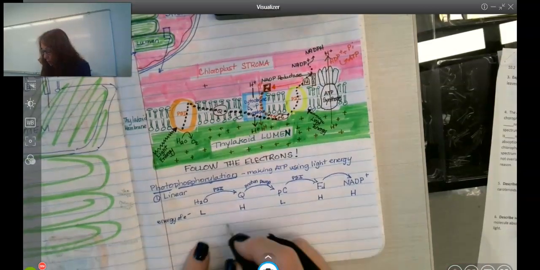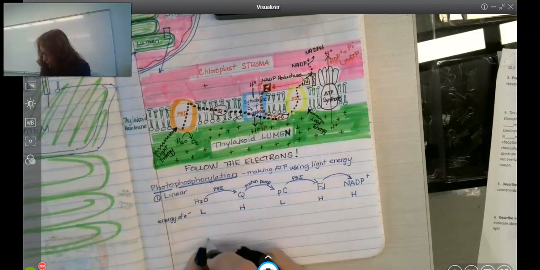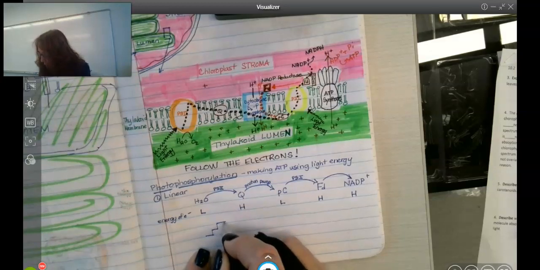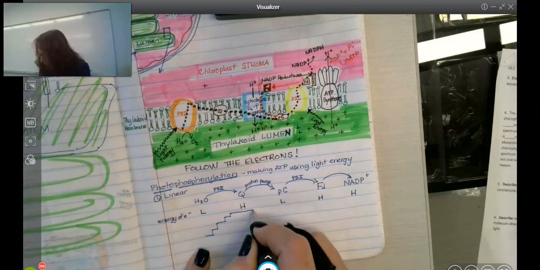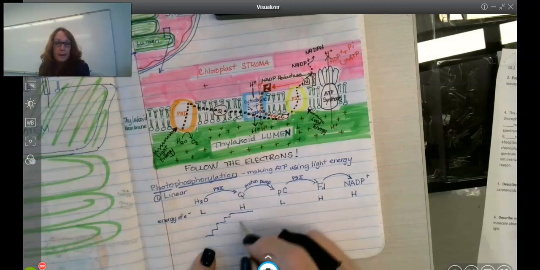So let's draw what this looks like. We're going to start down here with low, and we're just going to do a series of steps. So we're increasing the energy of the electron, and now it's high.